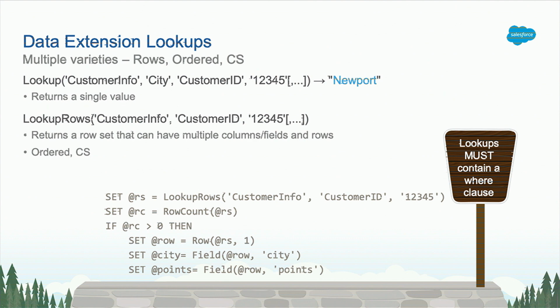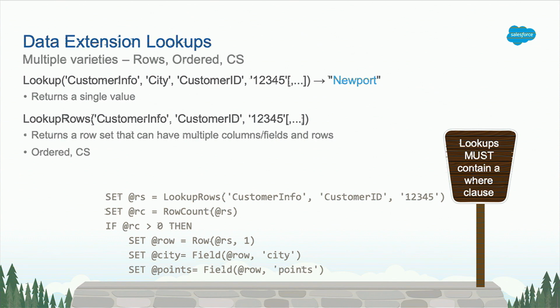Lookup rows, on the other hand, as I mentioned earlier, has multiple versions. It has ordered rows, which is the one we looked at a moment ago, and also CS, which basically means case sensitive. So that's just if you have a reason you want to match on a case sensitive name, like somebody's first name, for whatever reason you don't want lowercase versions, you only want capitalized versions, you can use that function and it'll do that, because otherwise it'll be case insensitive when you're looking up text.